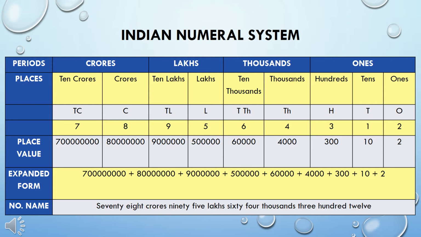The expanded form thus would be 70 crores plus 8 crores plus 90 lakhs plus 5 lakhs plus 60,000 plus 4,000 plus 300 plus 10 plus 2. And the number name thus we get is 78 crores 95 lakhs 64,312.